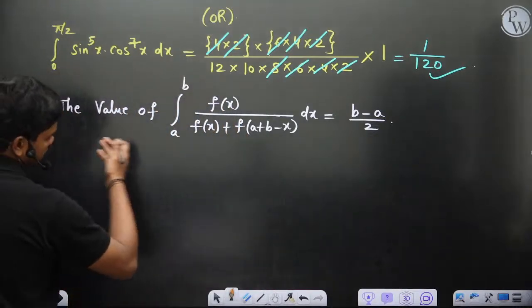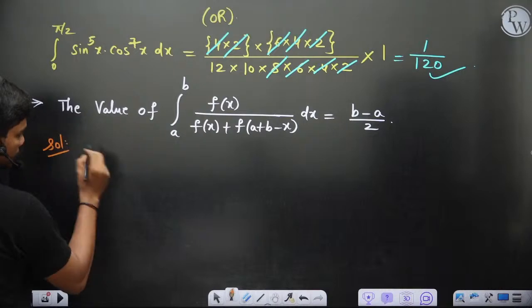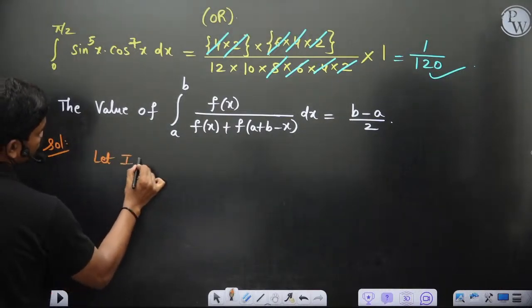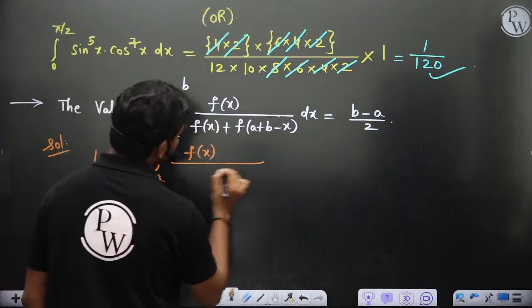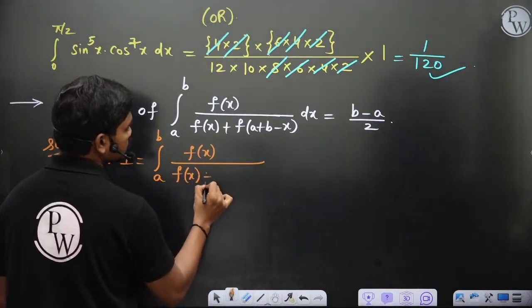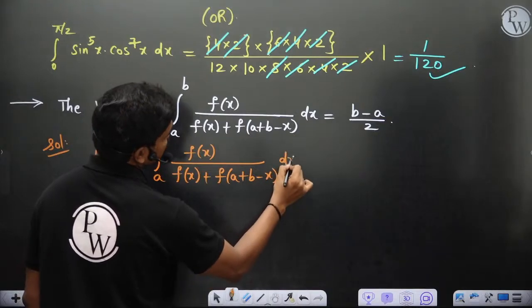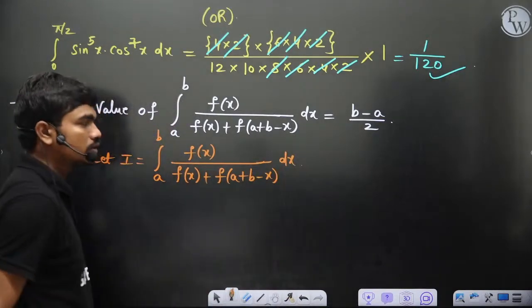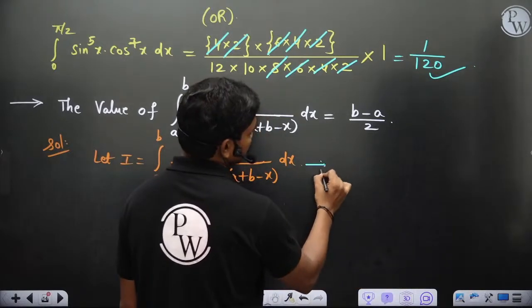Example, so let's solve this directly. Solution: let I be equal to the integral from a to b of f of x by f of x plus f of a plus b minus x dx, of course. So let's say I have taken this as I. Let's call this equation 1.